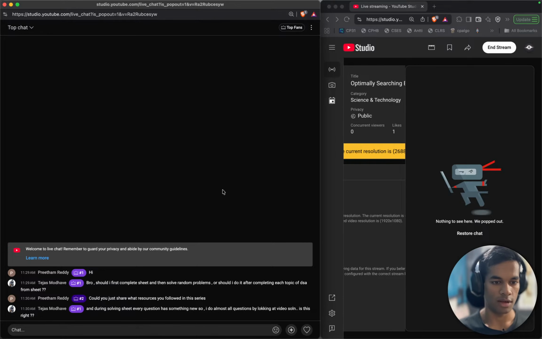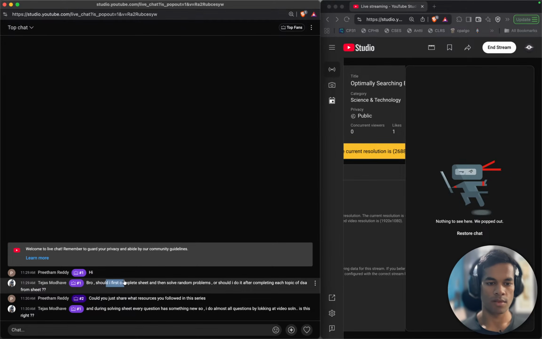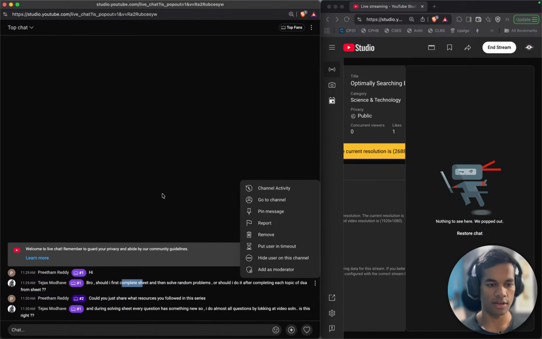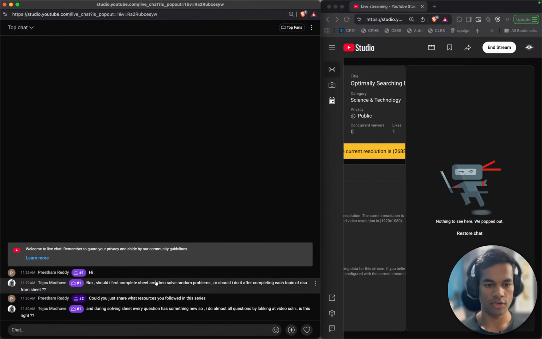That is nice. Hello. Should I first complete the sheet and then solve random problems, or should I do it after completing each topic of DSA from the sheet? Okay, in the sheet, the problems are not topic wise, they are rating wise. Your main goal is not to complete the sheet, but to understand the things that are in the sheet.